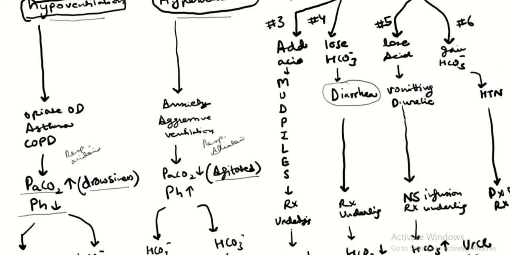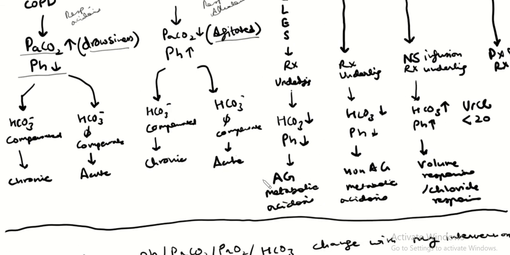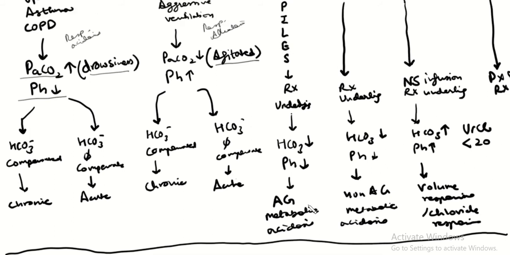Again, you can also add acids to the mix, and we talked about MUDPILES. How do you manage this? It's underlying diseases that need to be managed. And again, the bicarb is going to be low and pH is going to be low. The difference is the anion gap is going to be high, and that's going to be high anion gap metabolic acidosis.